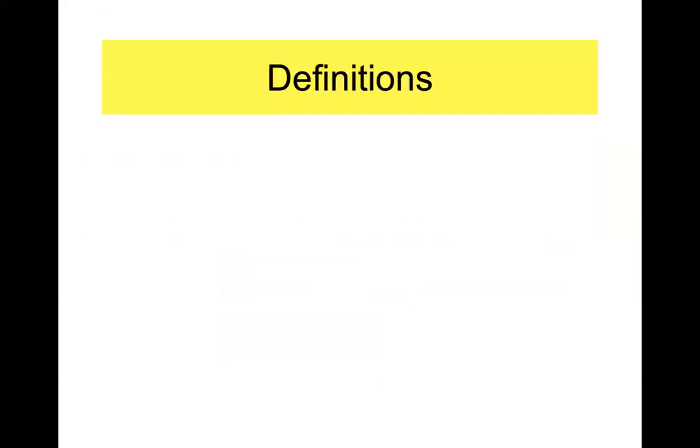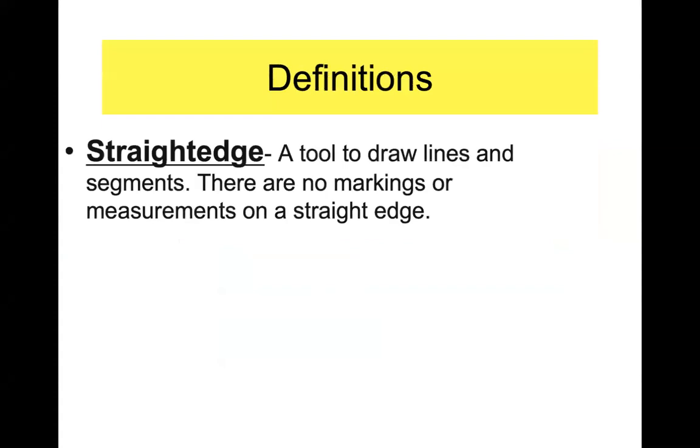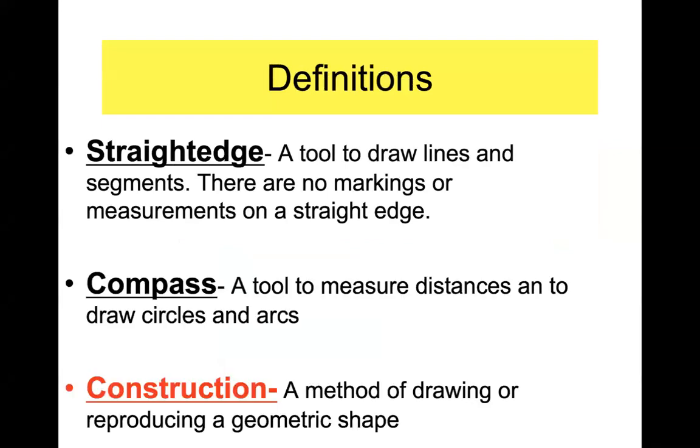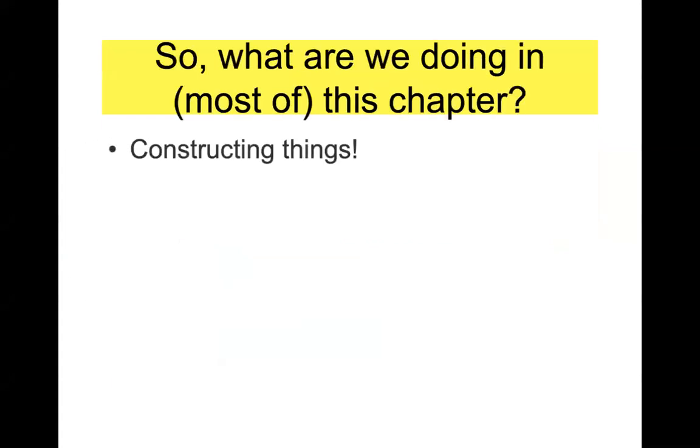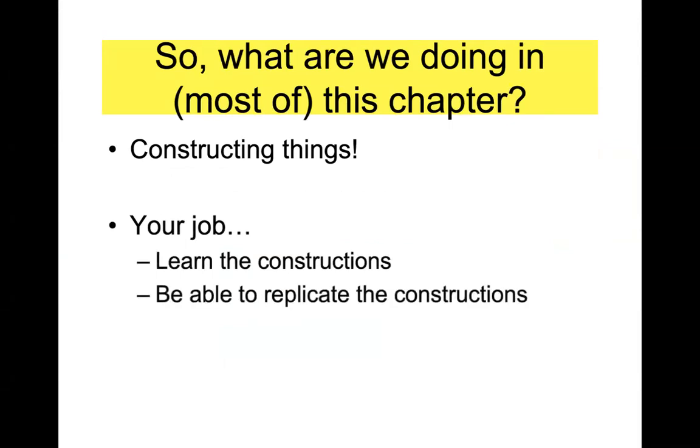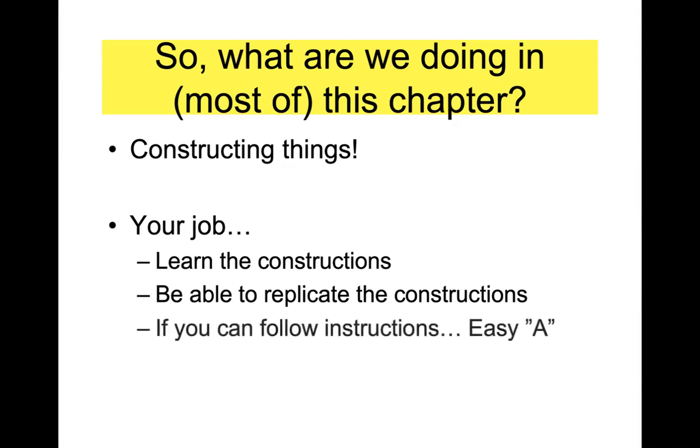Okay. As always, we're going to be using a straight edge and a compass, and we're going to be doing these things called constructions. And that's the entire chapter. So we'll be constructing things, and your job is to learn these constructions, be able to replicate the constructions. Remember, the constructions have both a number and a name. So, for instance, each one of these are going to have a number, but for test purposes, I'll say, make a perpendicular bisector to segment AC.